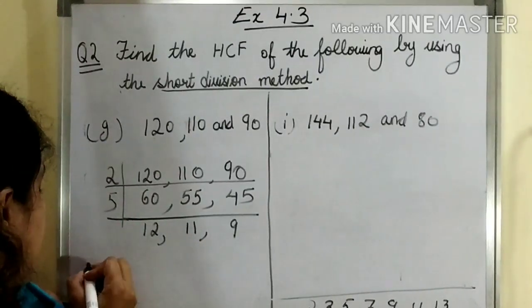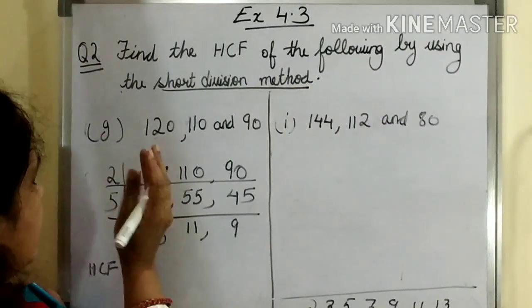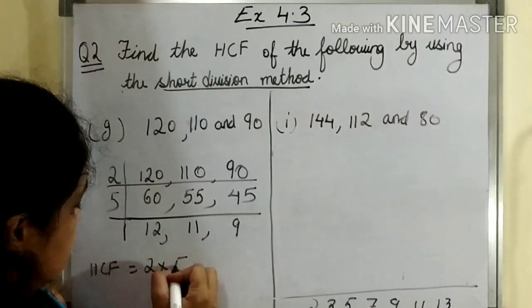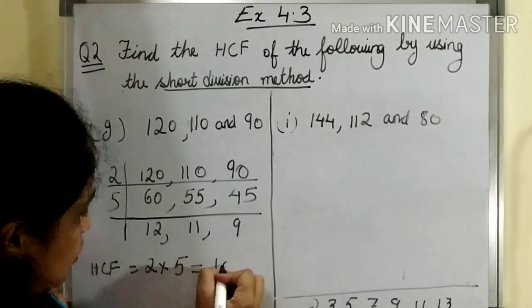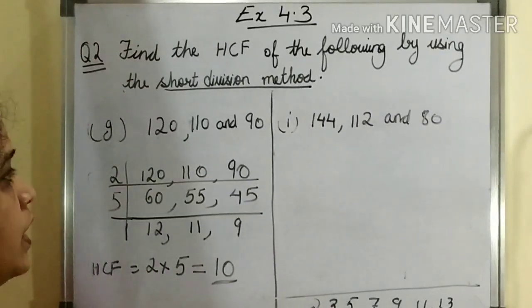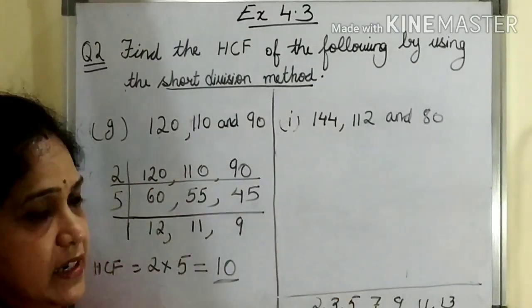Now HCF will be equal to the product of the prime factors on the left hand side, which is 2 into 5, and the answer is 10. Now one more example I am showing. For example, 144, 112 and 80 is there.